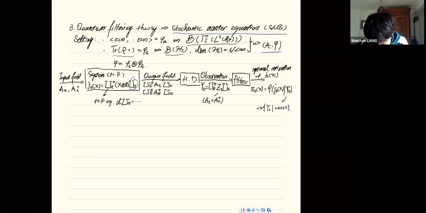By homodyne detection, we can measure the field and obtain the observation process, denoted by Y_t. Then what we want to do is construct a filter based on the observation process, an optimal estimation of the quantum flow J_t(X). The optimal estimation is exactly the conditional expectation conditioned on the fundamental algebra generated by the observation process.